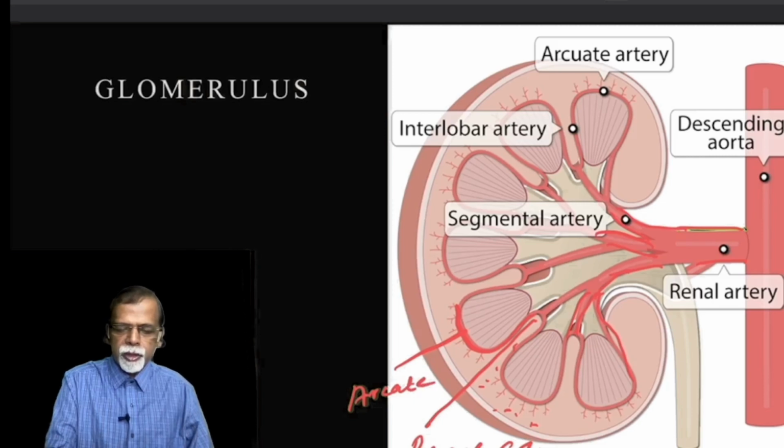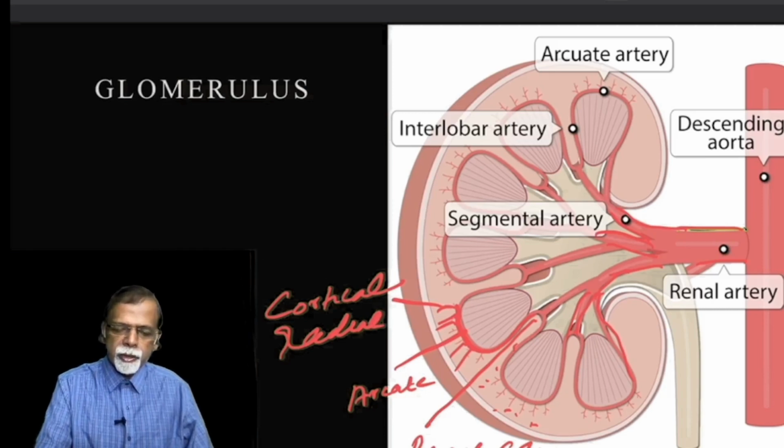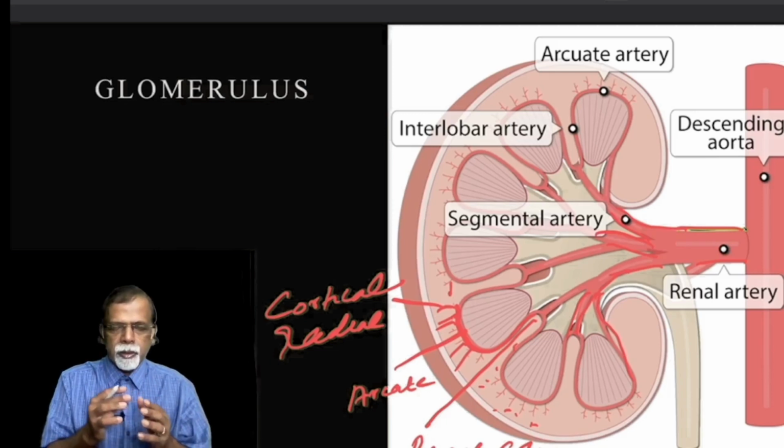The arcuate artery divides and gives multiple radial arteries. They are called the cortical radial arteries. The cortical radial artery gives branches, and they are the afferent arterioles. This afferent arteriole forms the glomerulus and then the efferent arteriole. From there the peritubular capillary network or the vasa recta is formed.